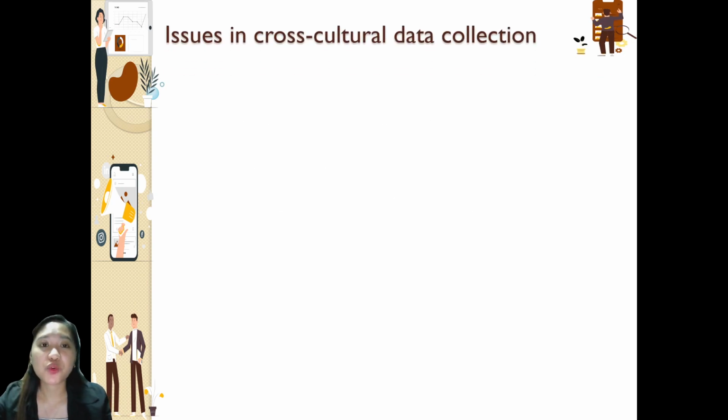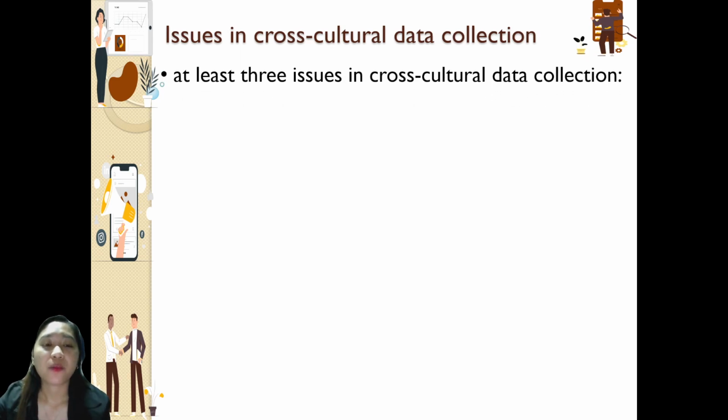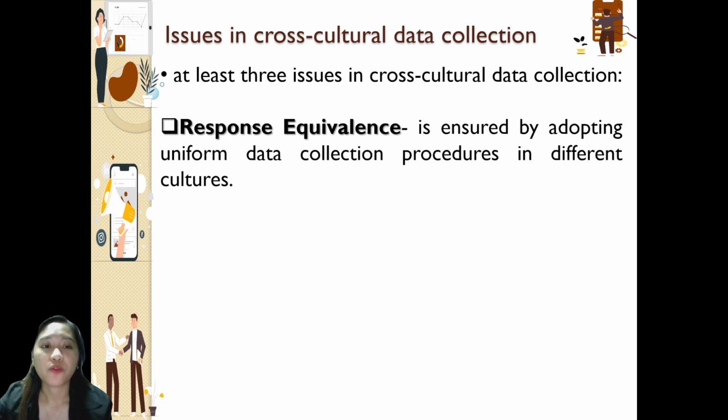Next, we have the issues in cross-cultural data collection, which means there are at least three issues that are important for cross-cultural data collection. First, we have the response equivalence. It is ensured by adopting uniform data collection procedures in the different cultures. So here, it is the condition in which two or more related stimuli elicit the same response.